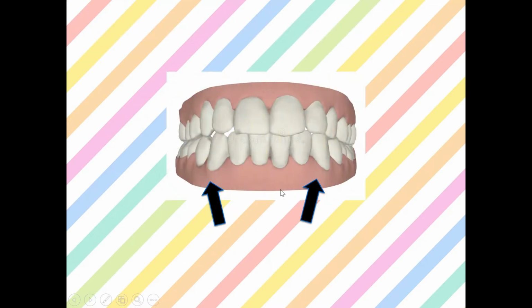Now the second word. Look at this picture. These are our teeth, and you can see the lower part and the upper part of our teeth. We call it gums. Gums. Repeat it with me: gums. اللثة. Gums.